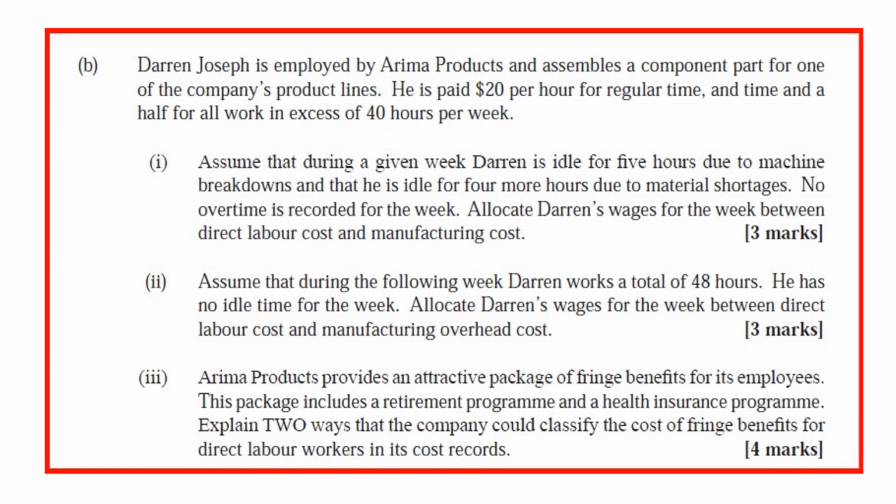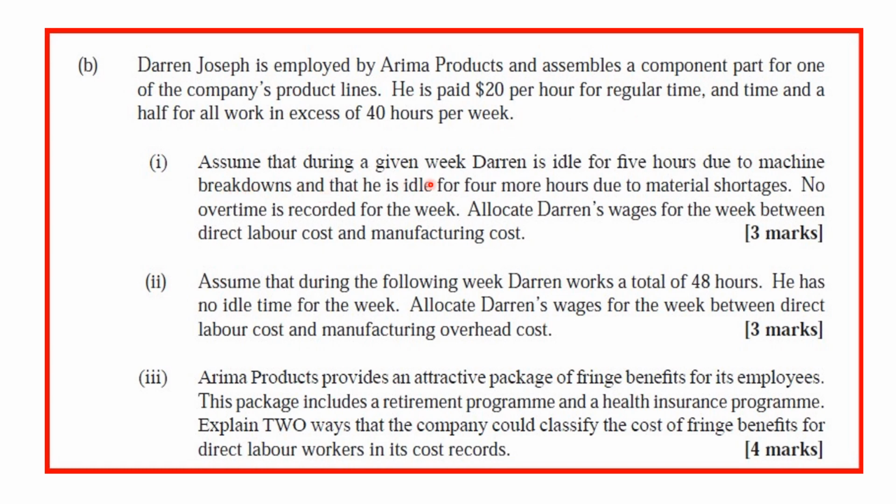The next problem is based on labor costs, direct and indirect labor costs. We have Darren Joseph, who is employed by Arima Products and assembles a product part for one of the company's product lines. He is paid $20 per hour for regular time and time and a half for all work in excess of 40 hours per week. So up to 40 hours here would be regular time.